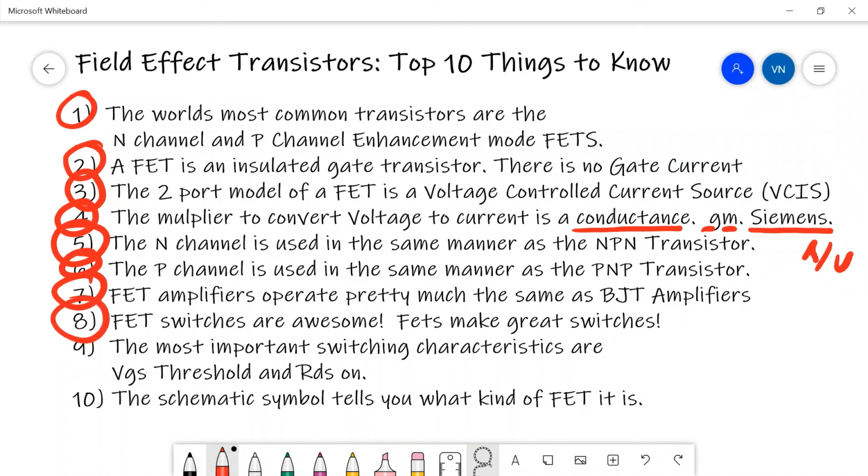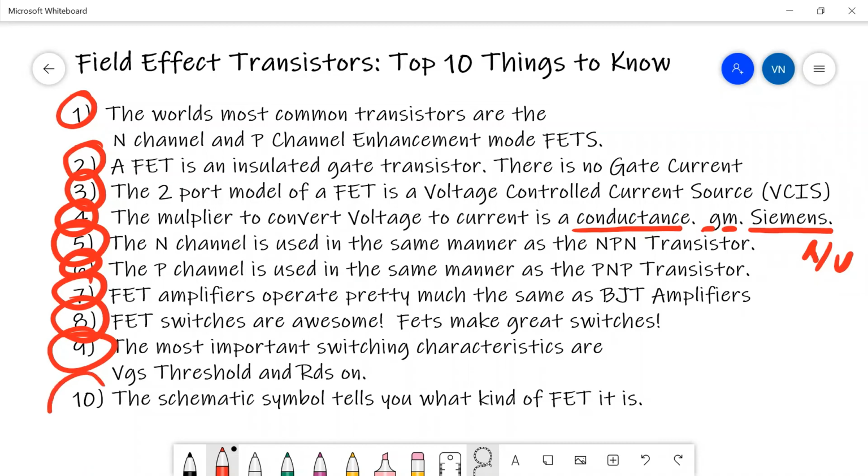Number 8, FETs make awesome switches. I can't say this enough. This is probably the number one application of FETs, is that they make way better switches than BJTs, and I'm going to explain that in a subsequent video. Number 9, when you're using them as a switch, the most important characteristics are VGS threshold and RDS on. That's when it starts to turn on and what it turns into once you've turned it on.